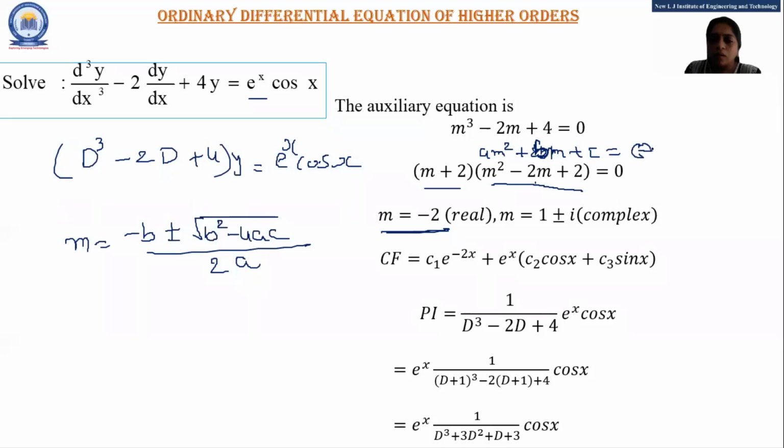So here our A is what? A is 1, B is -2 and C is 2. After applying these values in this formula, we are getting these roots, that is 1 plus or minus i. Here 1 is the real part and 1 is the imaginary part. So here e raised to 1x, C2 cos 1x and C3 sin 1x, but no need to write 1. And for the real part, C1 e raised to -2x.